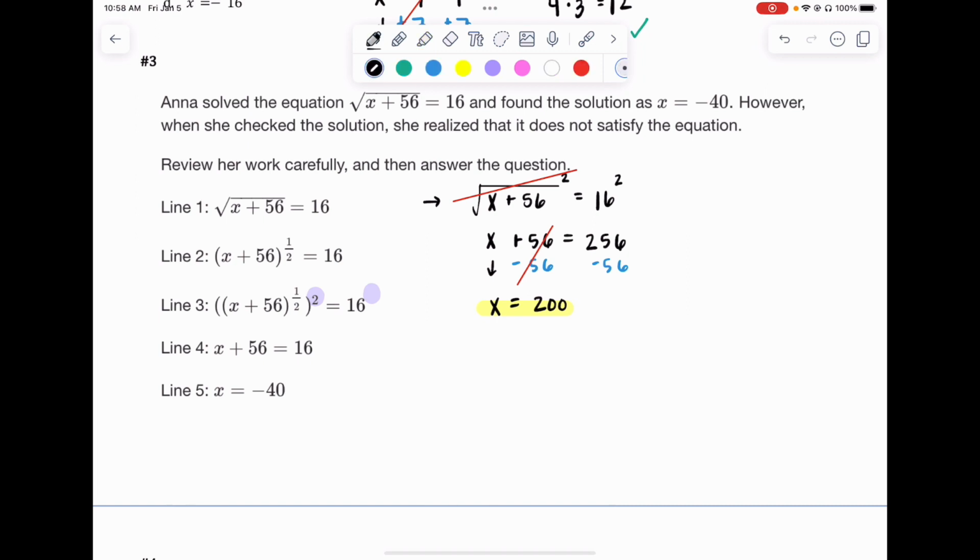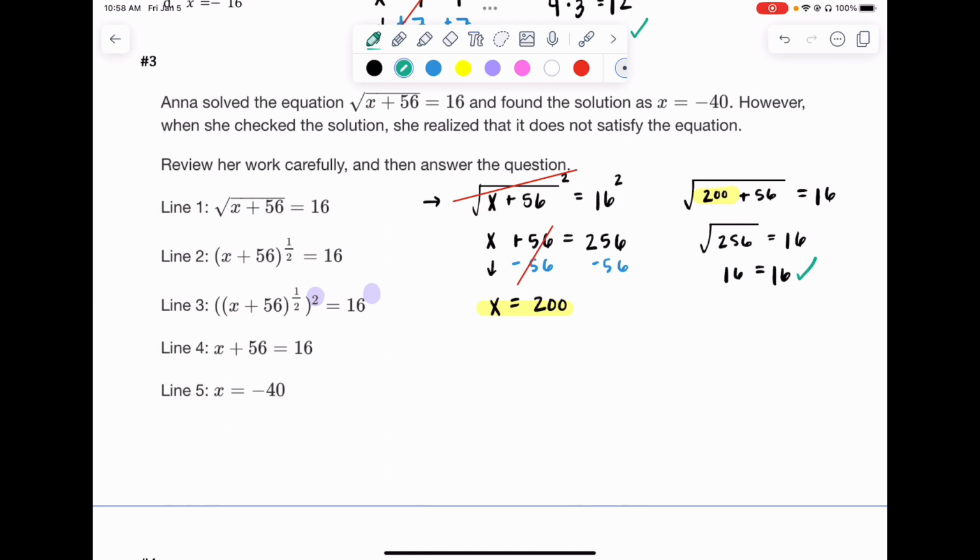So we check it by putting it into the original equation. So the original equation was the square root of x plus 56, so I'm going to go ahead and put our x in there. So it's the square root of 200 plus 56 equals 16. 200 plus 56 is 256, and then if I square root 256, I get 16. So I end up with 16 equals 16. So that checked, it worked, so it just means that our correction worked.